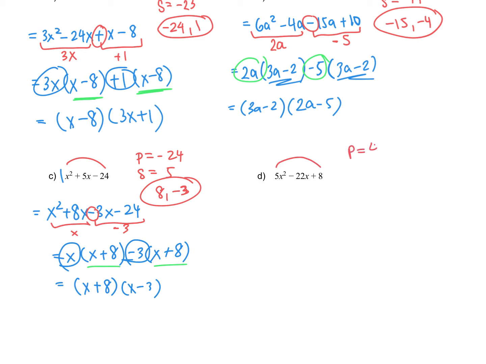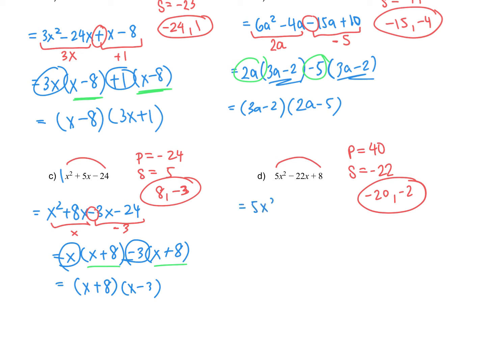Five times 8 is 40, and the sum is going to be negative 22. Because the product is positive, hopefully you realize that both of your numbers should be the same sign. Negative would be ideal here for the sum to be negative as well. So we're going to do negative 20 and negative 2.